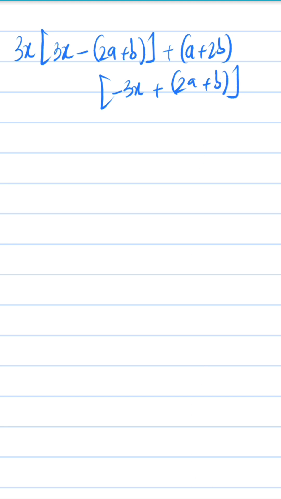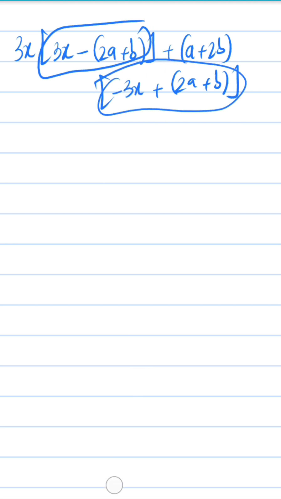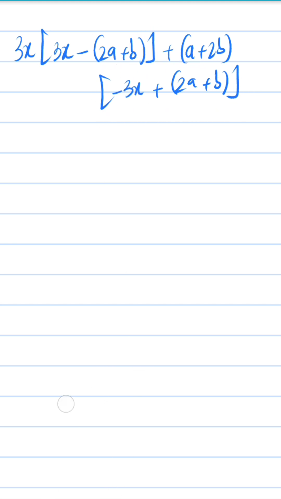Now there is one problem. You see, the values here and the values here are not the same, they are different. If they are the same, we can take them as common, but they are not the same. So you can make some changes. Here we have 3x minus 2a plus b, bracket closed.